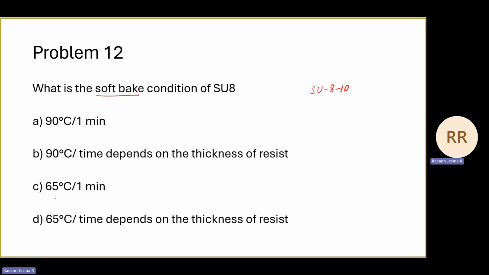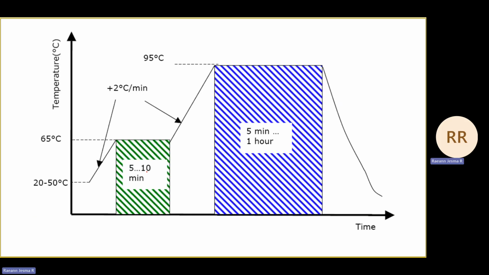So, we know the soft bake temperature is 65 degree. We cannot soft bake at the same time for a resist which is having different thickness, because it will not evaporate the considerable amount of solvent. Okay, so the correct answer is option D, 65 degrees centigrade, and the time will depend on the thickness of the photoresist.